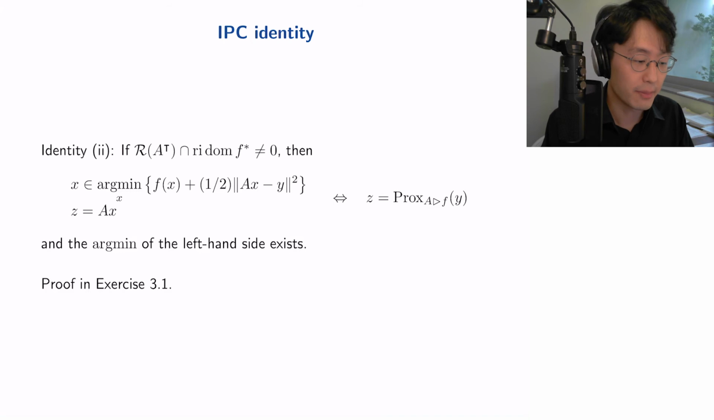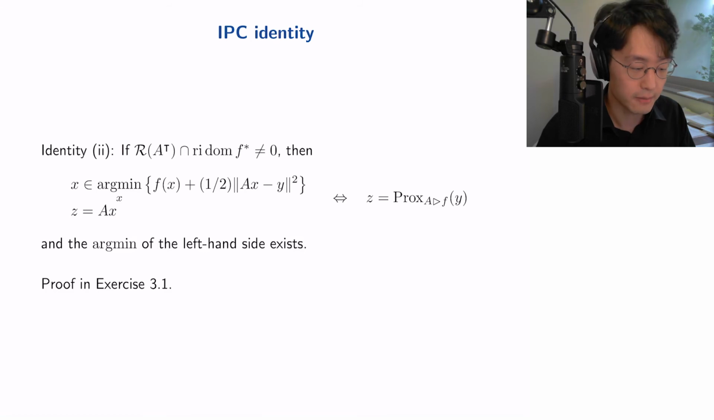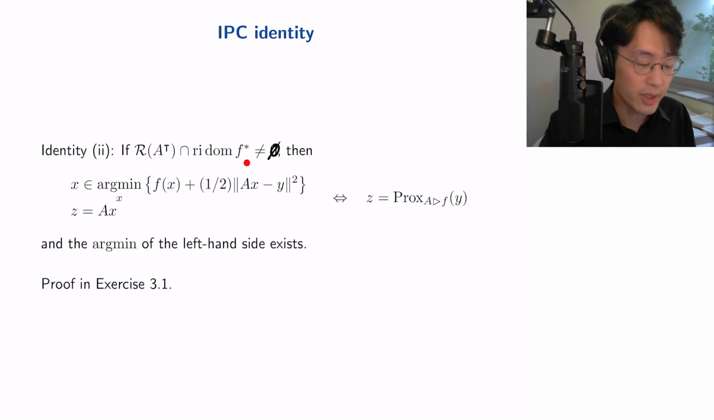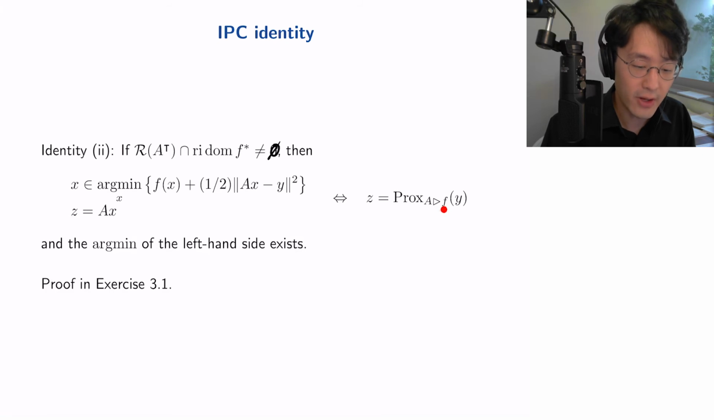Next, we have the second IPC identity. The identity states that under this regularity condition, the proximal operator with respect to the IPC of f by a can be evaluated by first performing this minimization problem and then computing this matrix vector product. Remember, this regularity condition, which states that this intersection is not the empty set, ensures that the infimal postcomposition of f by a is a CCP function. And when IPC of f by a is a CCP function, then this proximal operator is well defined.